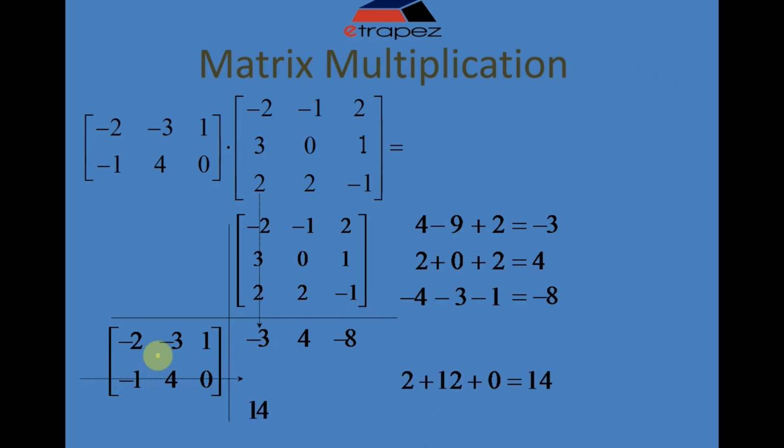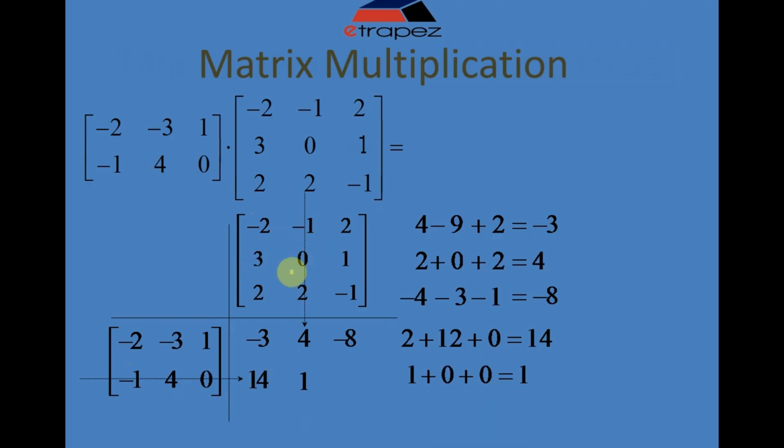-1 multiplied by -2 gives us a +2. 4 multiplied by 3 gives us a +12. And 0 multiplied by 2 gives us a +0. 2 plus 12 plus 0, that is 14. I'm writing the result here, 14. And so on. This row times this column is -1 times -1, which is 1. 4 times 0 is 0. 0 times 2 is 0. 1 plus 0 is 1. I'll enter the result here, 1.